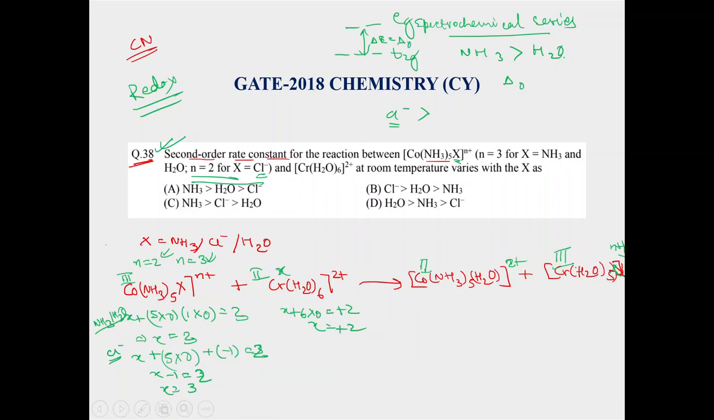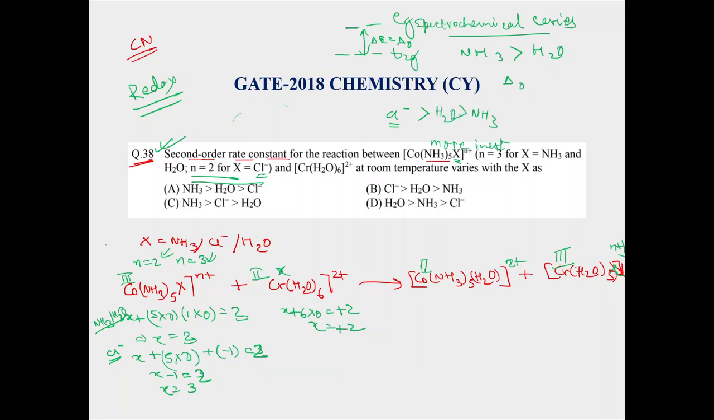And if del O is more, then the complex is more inert. So for NH3, when X is NH3, then this Co(NH3)5X n+ complex is more inert. And if it is more inert, then it will be less prone to take part in the reaction, right? So for NH3, it will have the least rate, and H2O will be in between.